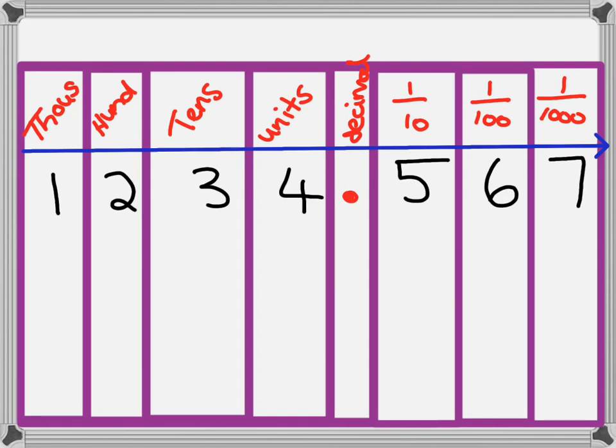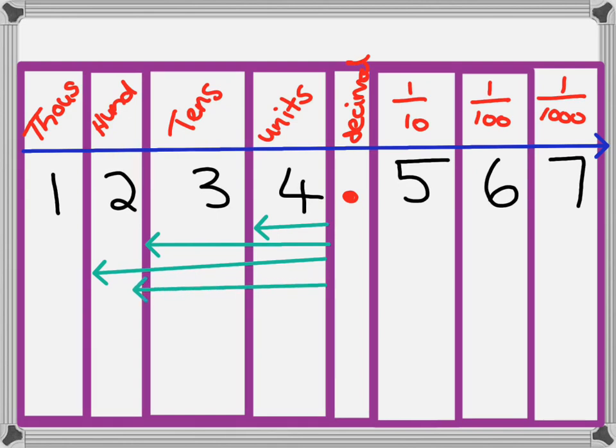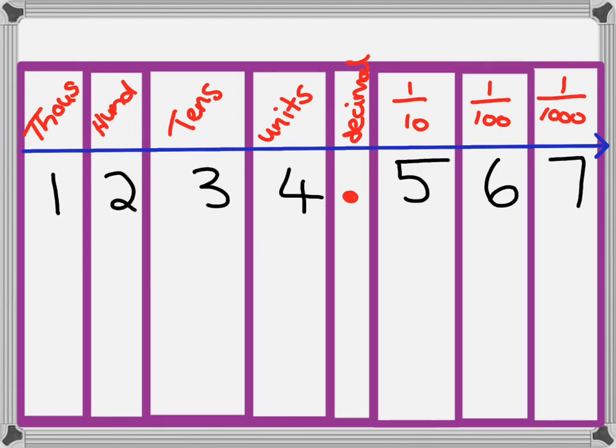So from here onwards, we would have known that that represents 4, that represents 34, that represents 234, and that represents 1,234. Okay, so we were good at that stuff.